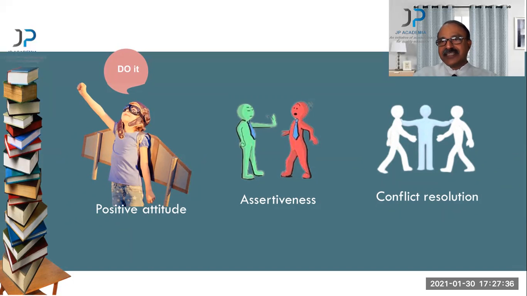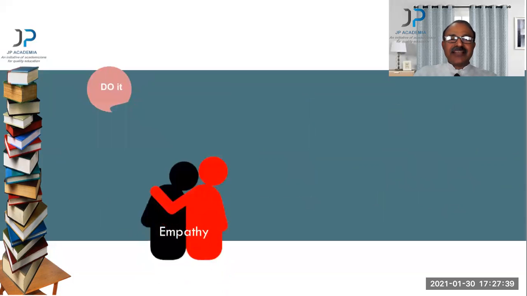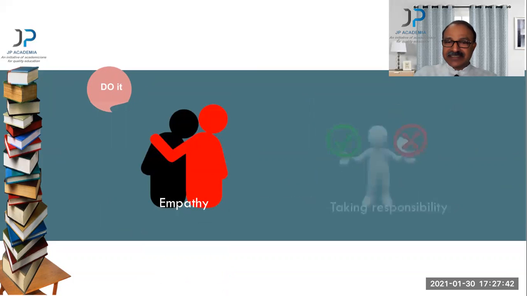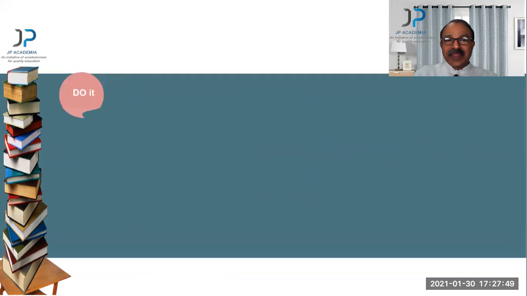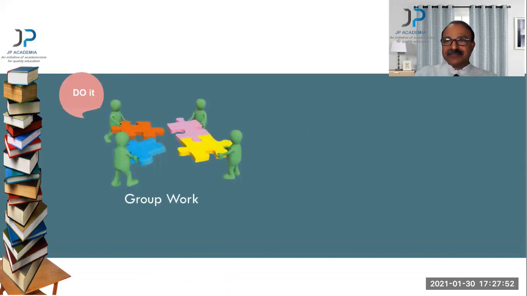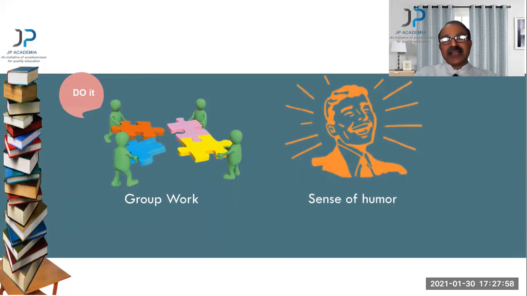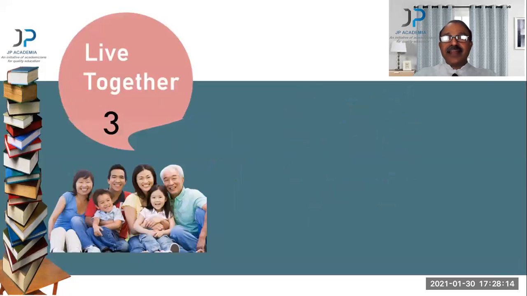The conflict, enmity, everything, and how to be empathetic, how to take responsibility, then do group work. Without group work, we can't be a part of society. Then sense of humor. Everywhere we want a sense of humor. So first is learning to know and then learning to do. Experience whatever you have learned. But learning to know, learning to do, for what? Living together. The third pillar of education is living together.